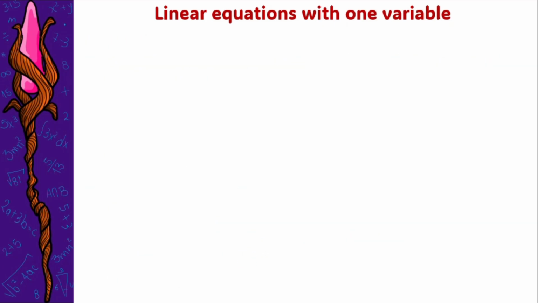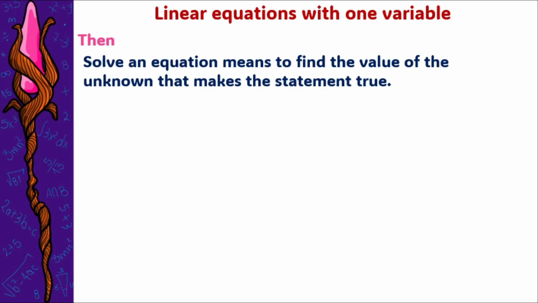But what do we mean when we say solving an equation? Well, solving an equation means finding the value of the unknown variable that makes the statement true. For example, let's say we have this equation: a plus 3 equals 5. Solving the equation would be to find a value for a that makes this statement true. That is, if we replace the a with the value that we find, the left side would be equal to the right side.